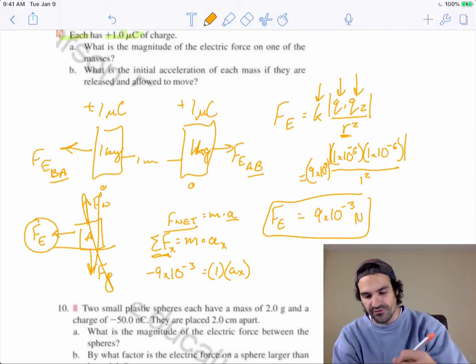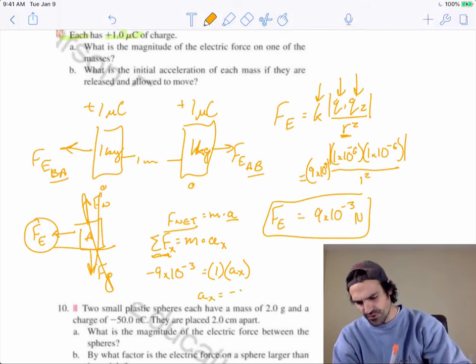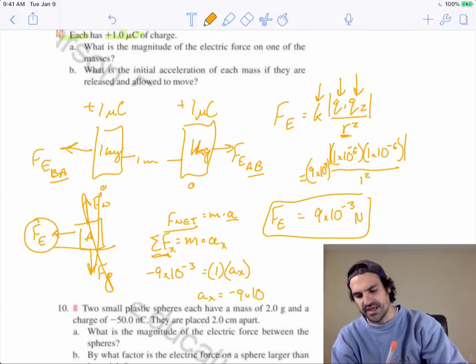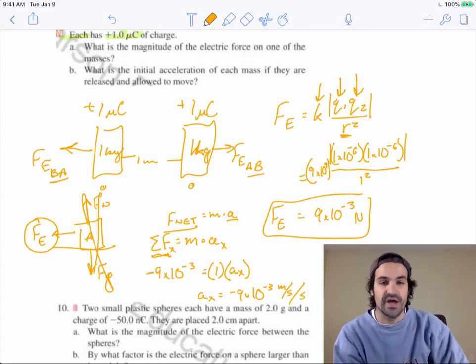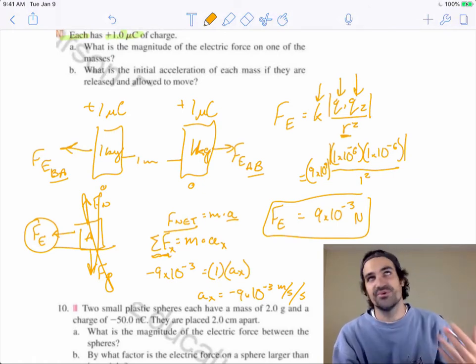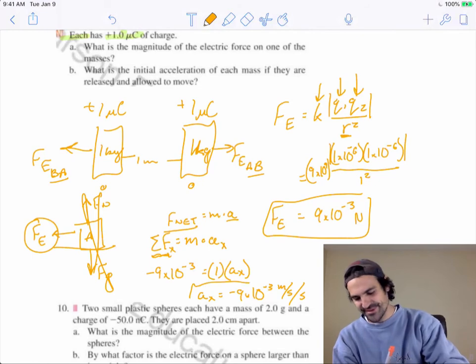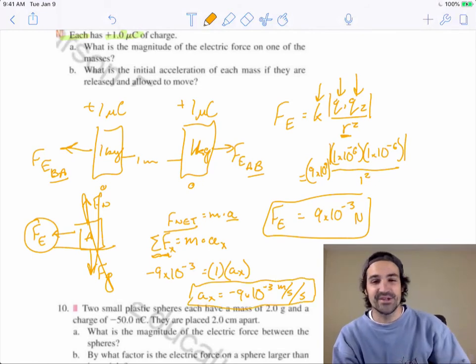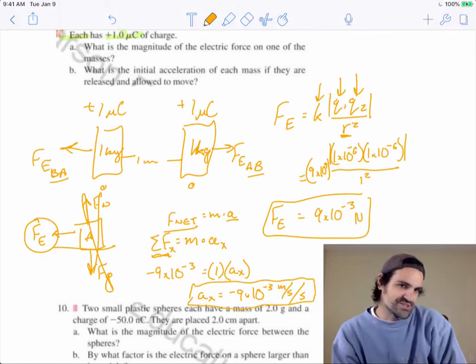Dividing 1 from both sides means that our horizontal acceleration is going to be negative 9 times 10 to the negative 3 meters per second every second. Or it's going to get negative 9 times 10 to the negative 3 meters per second faster every second sitting on this completely frictionless table. And I say it like that because it does not exist.